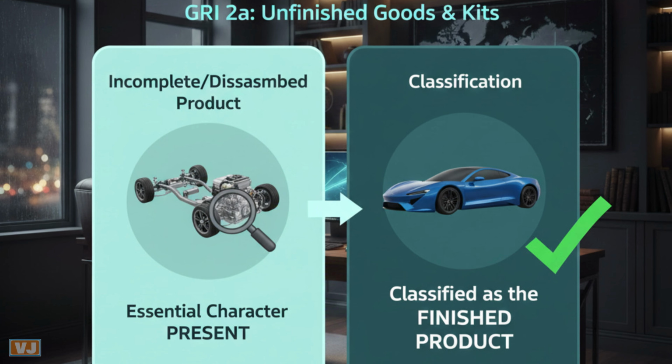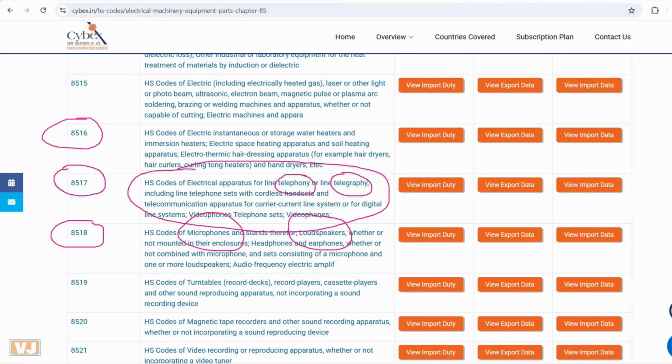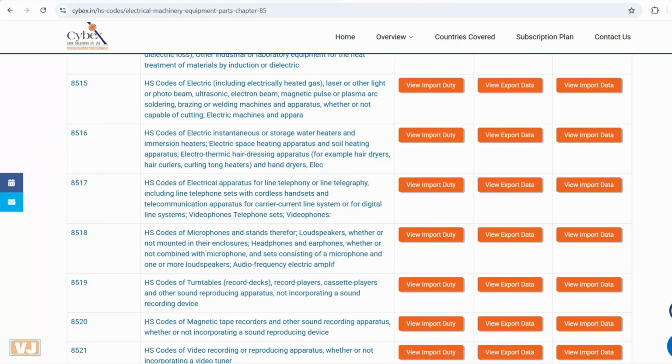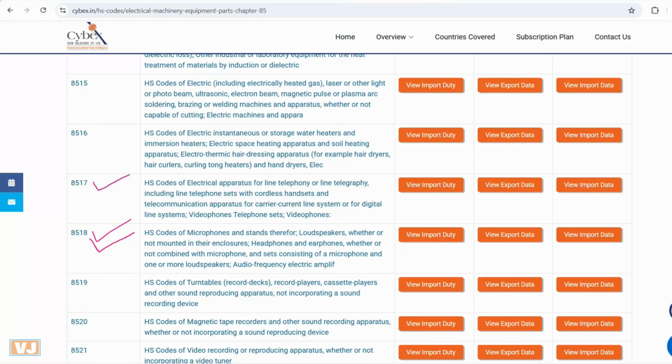So GRI 2 we can skip in this particular case. What happens? We go to step 3, that is dealing with complexity, which is under GRI 3, the essential character. When a product can be classified under 2 or more headings, we invoke GRI 3. In our Bluetooth speaker, the essential character is that it is a loudspeaker as well as a data reception device. Now, loudspeaker falls under 8518 and data reception device falls under 8517.